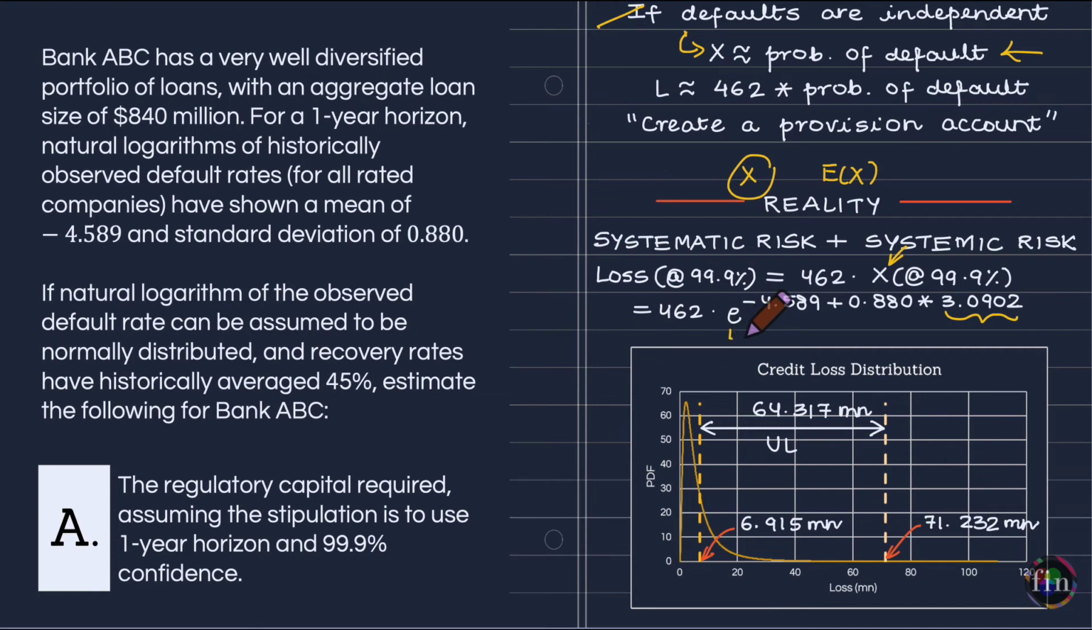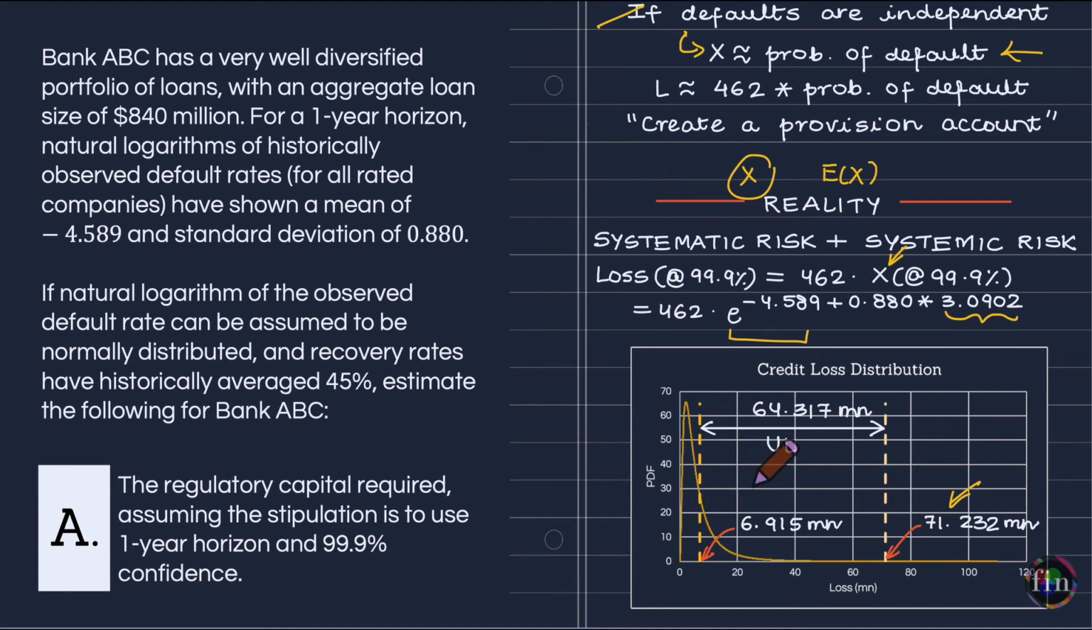Okay, so this is my worst case value of X. Multiply it with 462 and I'll get my worst case value of the loss. Please punch in these numbers and confirm that the worst case value of the loss is 71.232 million. Okay, so on this distribution of my losses, I have marked both the expected loss and the worst case loss using these vertical pillars.